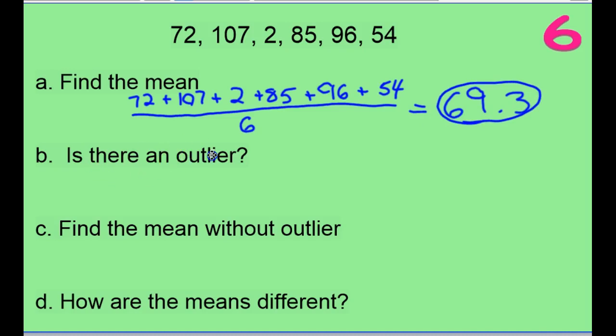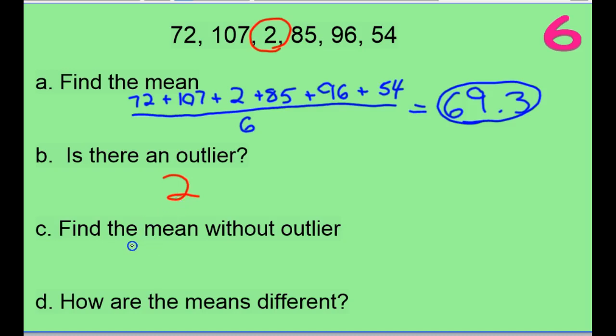Now, it says, is there an outlier? Is there a number that's a lot higher or a lot smaller than our numbers? Well, 72, 107, 85, 96, and 54 kind of look close to each other, but 2 is something that is a lot lower. So we could say 2 is our outlier.